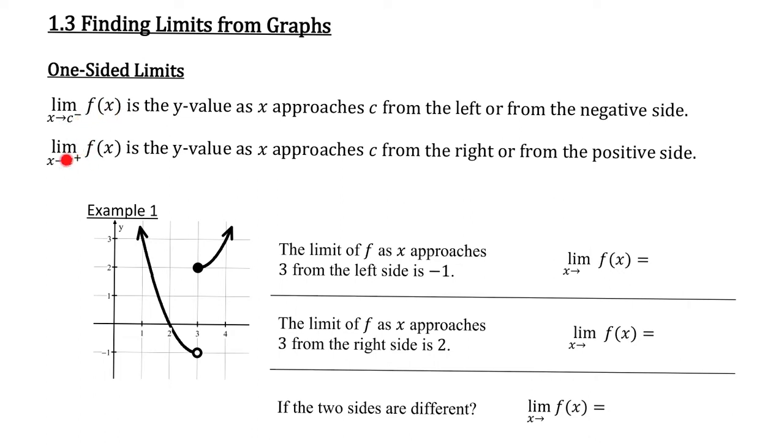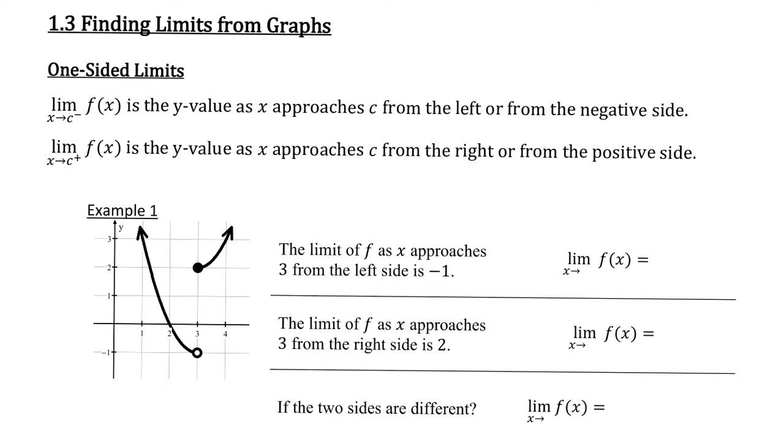If there's a little positive sign, it's the limit as x approaches c from the positive side of f of x. And that's going to be the y value as x approaches c from the right or the positive side of the graph f of x. So we're going to look at example 1, where they already gave you the answer. They just want you to fill in the notation, and then we'll look at the graph to make sure this is in fact true. So this says the limit of f as x approaches 3 from the left side is -1.